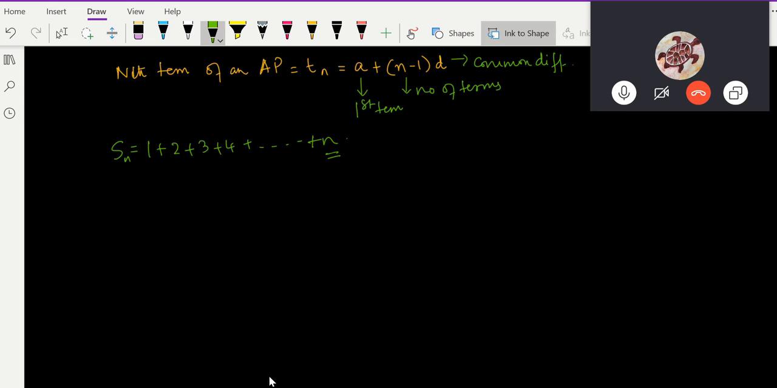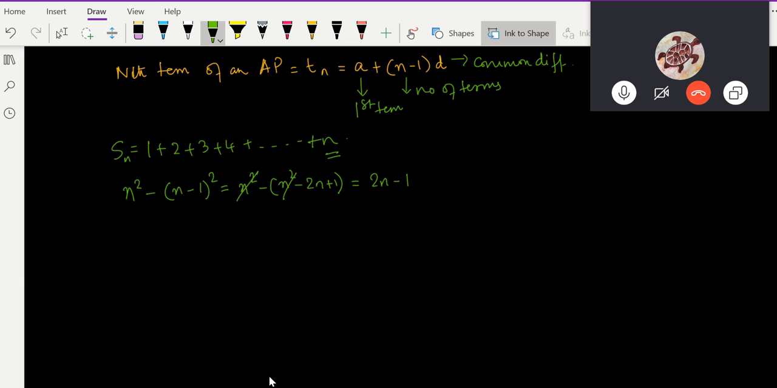So the way to do this is very simple. We know n square minus n minus 1 whole square is what? This is n square minus 2n plus 1, right? Which is equal to n square, and n square minus n square will cancel out. So we'll get 2n minus 1. Correct?